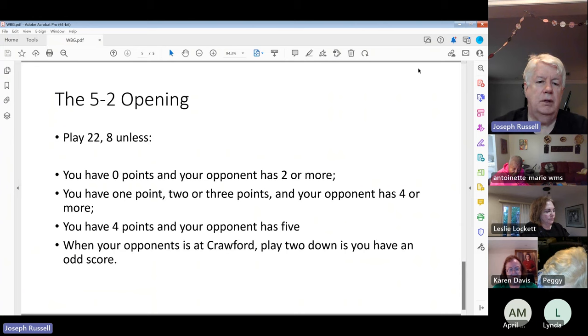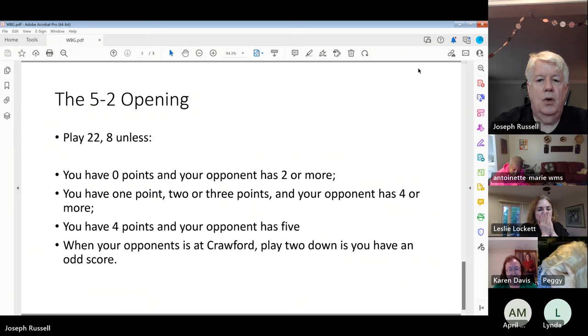If you have 1 point, 2 points, or 3 points, and your opponent has four or more, then you bring two down. So if you have one and your opponent has four or five, or you have two and your opponent has four or five, or you have three and your opponent has four or five, you bring two down. Otherwise, you stick to the standard 22-8. If you have 4 points and your opponent has five, you bring two down. When your opponent is at Crawford, play two down.